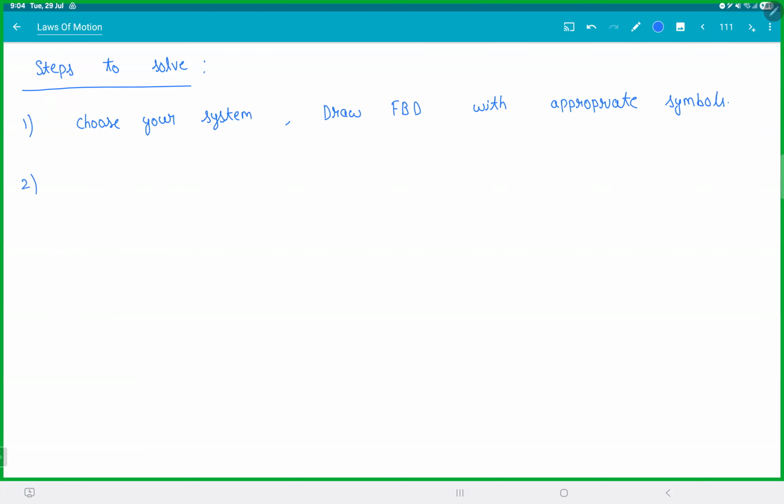Second thing, now since they are moving, assign accelerations. If there are 4 objects moving, assign accelerations A1, A2, A3, A4. Assign accelerations and find the relation between them using constraint motion.